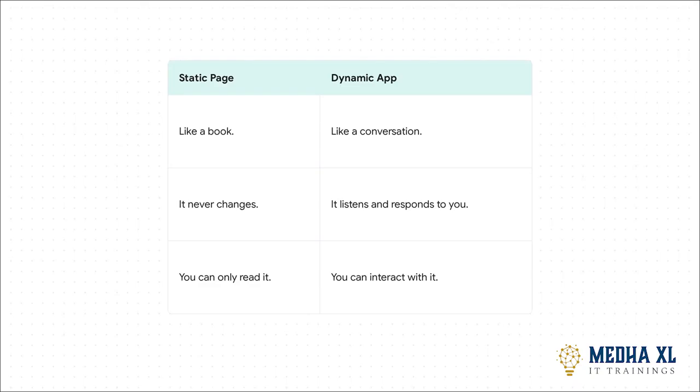Yeah, this really breaks it down perfectly. A static page, it's a one-way street. You're just there to consume the information. But a dynamic app, that's a two-way conversation. It's built to listen for your actions. You know, a click, a scroll, you typing something in, and then respond to it. But to pull that off, it needs one special ingredient.